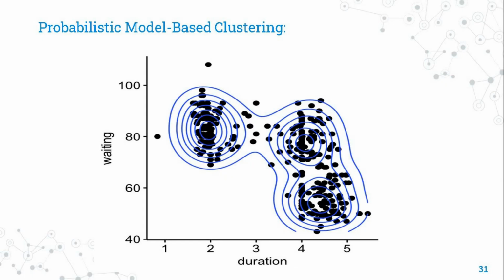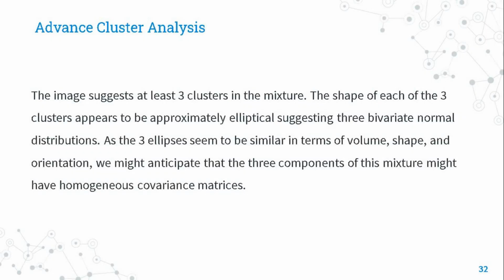In the example, the image suggests at least 3 clusters in the mixture. The shape of each of the 3 clusters appears to be approximately elliptical, suggesting 3 bivariate normal distributions. As the 3 ellipses seem to be similar in terms of volume, shape, and orientation, we might anticipate that the 3 components of the mixture might have homogeneous covariance matrices. That's all, thank you.